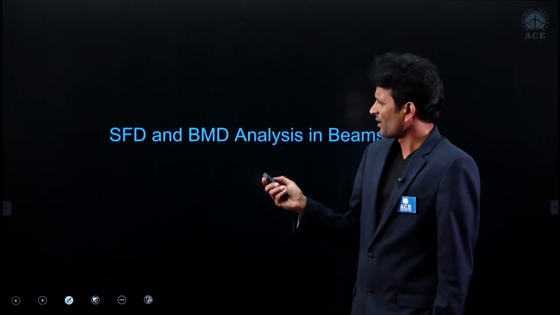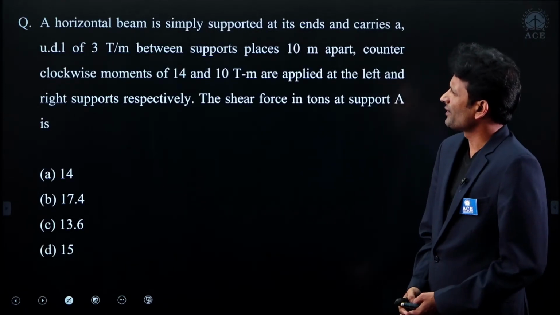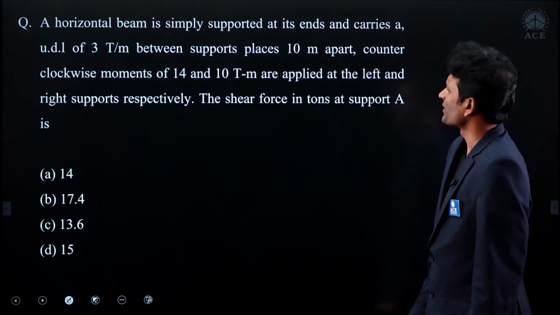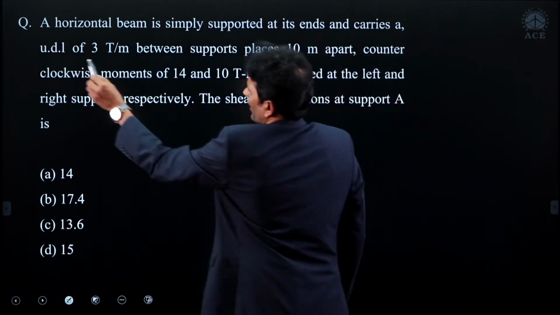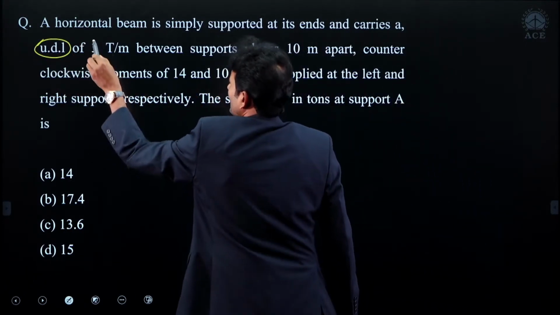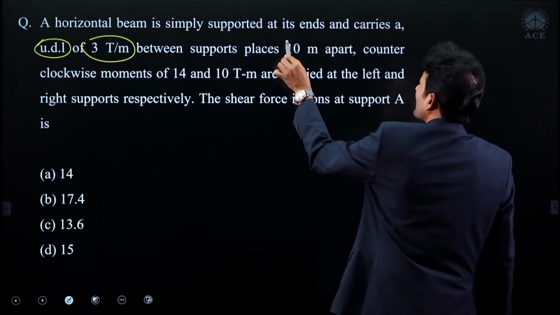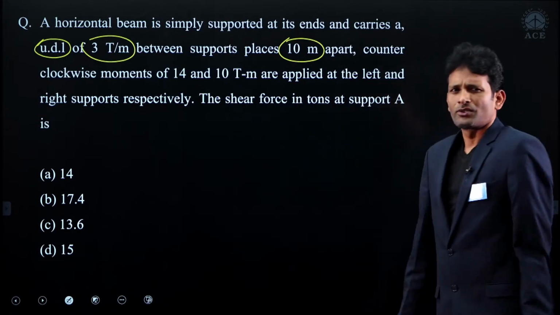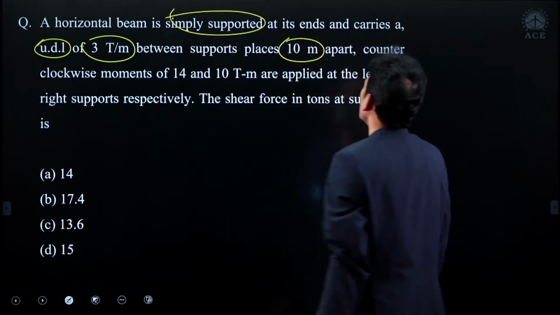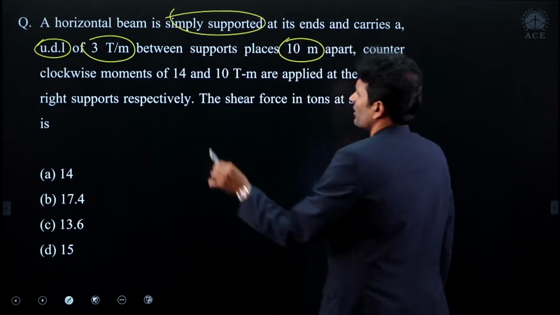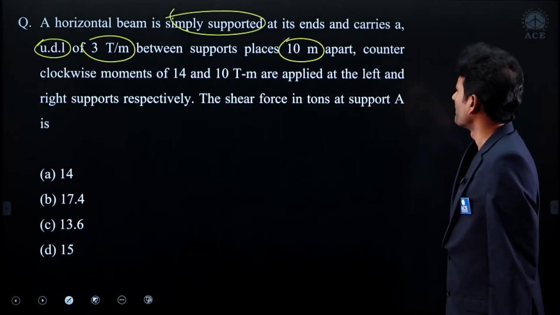First question I am taking from the SFD and BMD. Read the question carefully. A horizontal beam is simply supported at its ends and carries a UDL of 3 tons per meter between the supports, which are placed 10 meters apart. So what type of beam is given? It is a simply supported beam. And what is the load we are observing in between the supports? UDL with an intensity of 3 tons per meter.